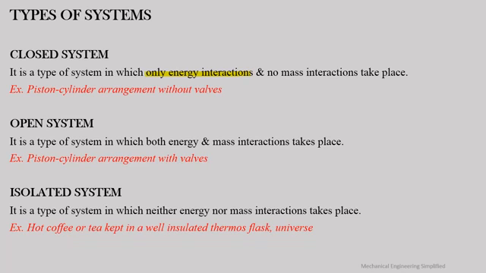Then we have an open system. It is a type of system in which both energy and mass interactions take place. Energy and mass can enter into the system and also can leave the system. That is known as open system. An example is a piston cylinder arrangement with valves. Then we have the third category, isolated system. It is a type of system in which neither energy nor mass interactions take place.